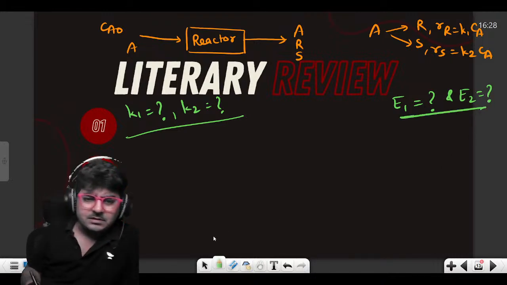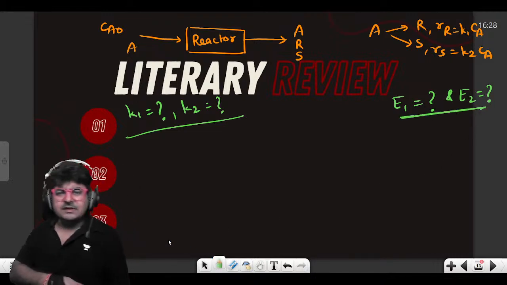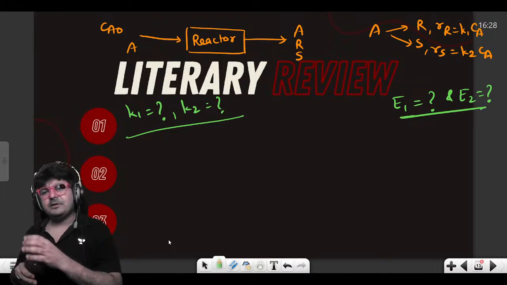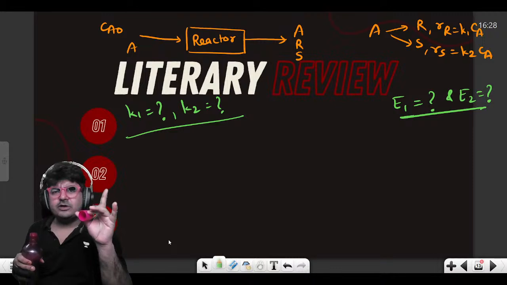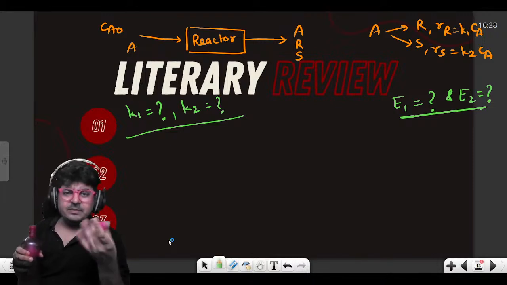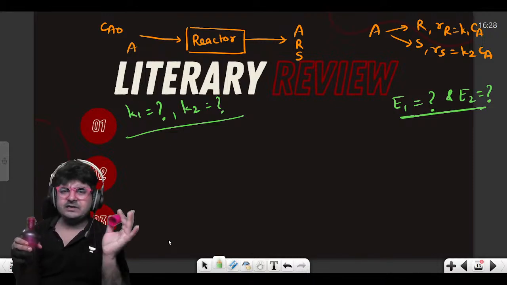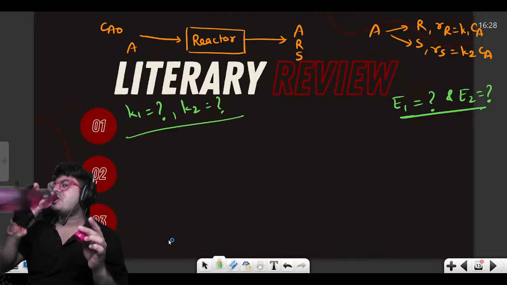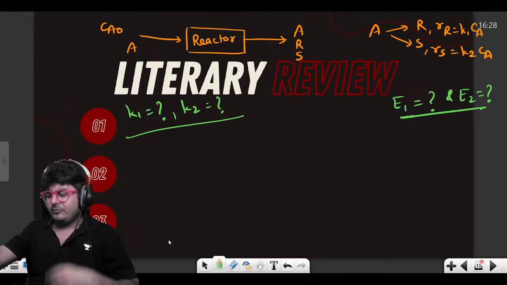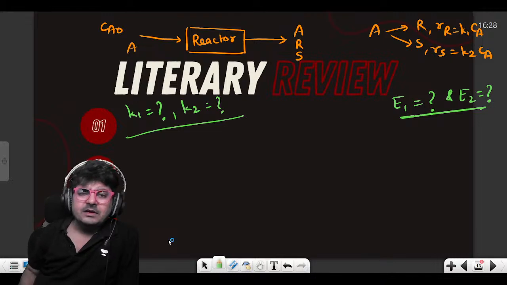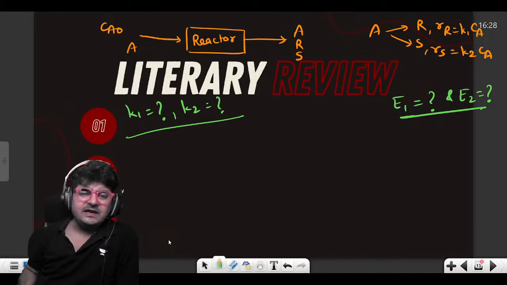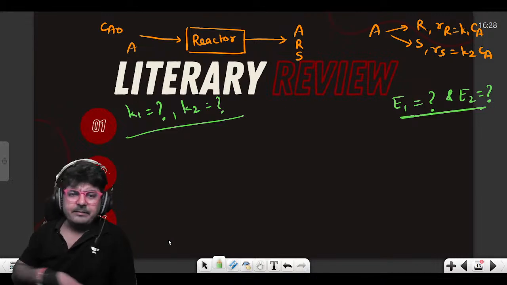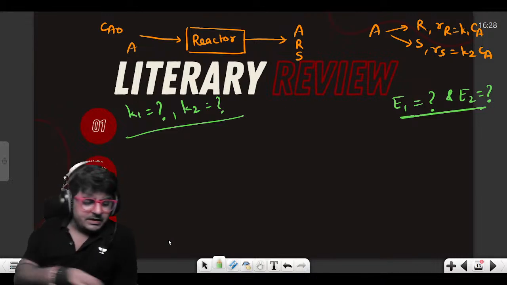क्या बताओगे? How will you do it? Simple question. आपके पास रिएक्टर है, A introduced, A R S आउटलेट में है, and it could be a batch reactor, MFR, PFR or any other reactor, doesn't matter. Just tell me what will be the values of K1 and K2. And you are allowed to use any other instrument or device in the lab, है ना?